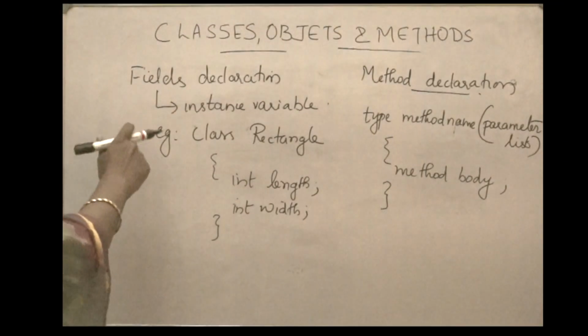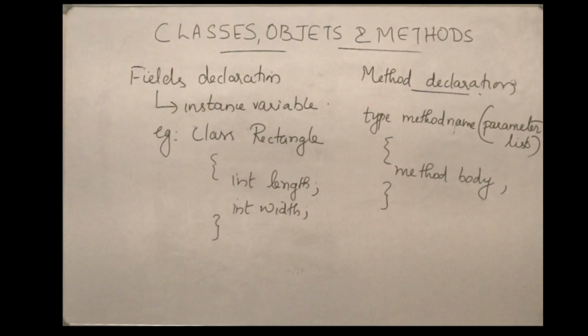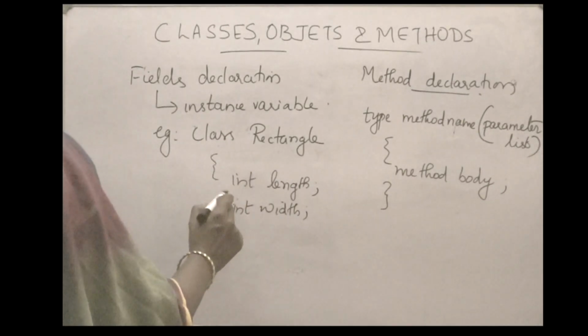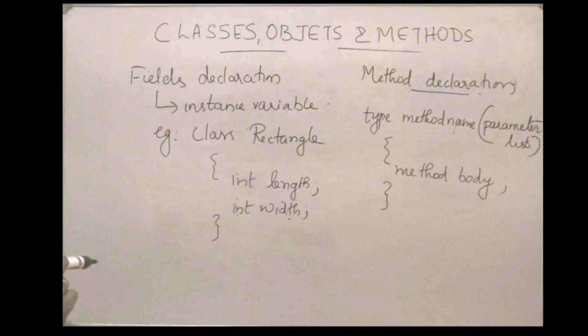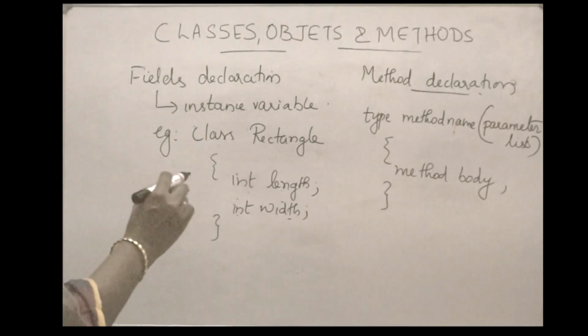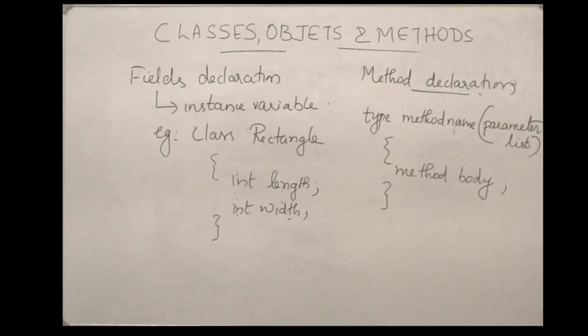Regarding the field declaration, fields in Java are also referred to as instance variables. The variables we declare in a class are referred to as instance variables. Let's see one example. There is a class Rectangle. Then there are two fields declared, int length and int width. These two fields represent instance variables of this class, and here we are just declaring these variables and no memory allocation is done. Memory will be allocated to the variables only when an object of this class is created. So only variables are created.